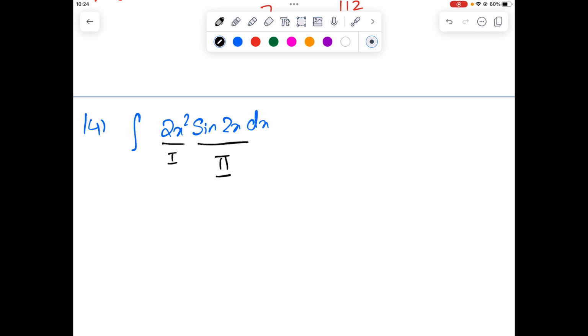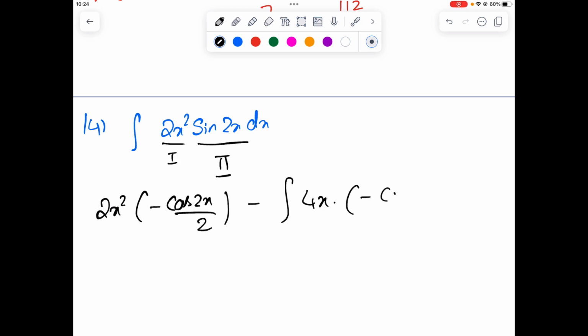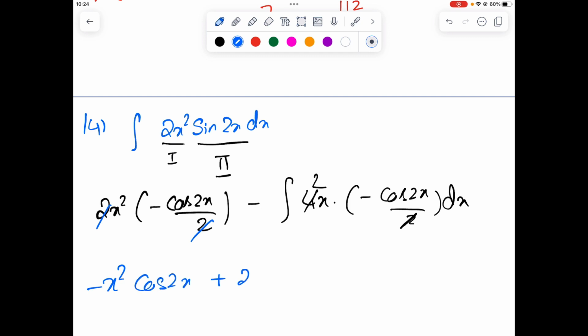Then 2x square. So what is the case? 2x square sine 2x integral, negative cos 2x upon 2, minus integral of derivative of 2x square, which is 4x, negative cos 2x upon 2. 2 times 1, 2 times 2. So what do I get there? 2 and 2 cancel. So I get negative x square cos 2x plus 2 integral of x cos 2x dx.